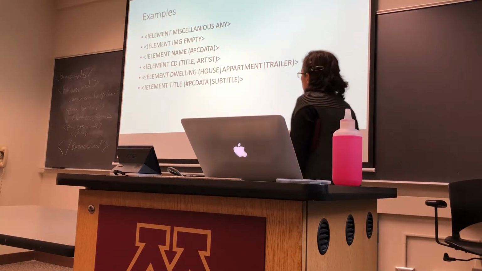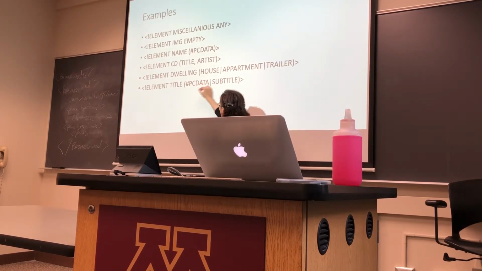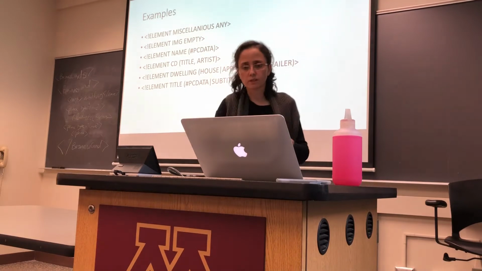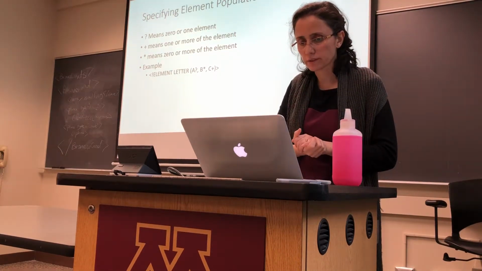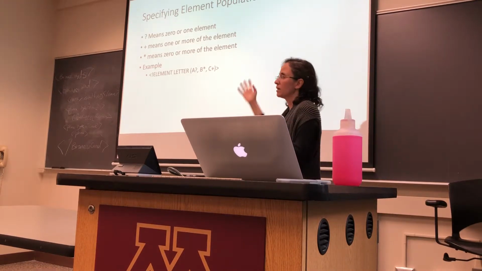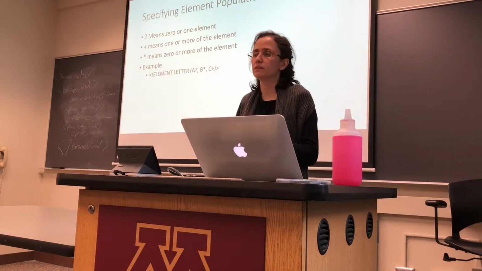And then for example here, an element called title can either have some PCDATA right away, or it can further have an element within it called subtitle. So those are some examples of what we can do in our DTD, how to specify things. And this is giving you some flexibility in specifying how your data should look.